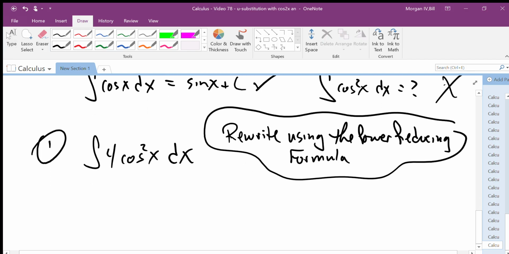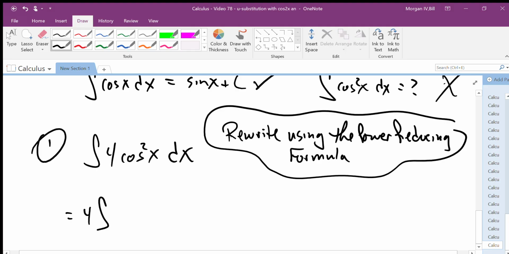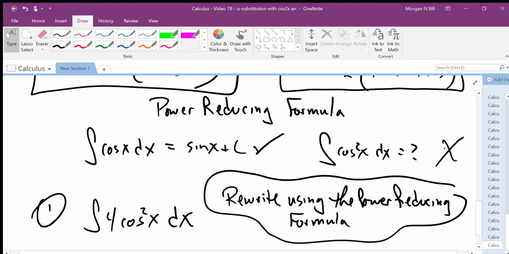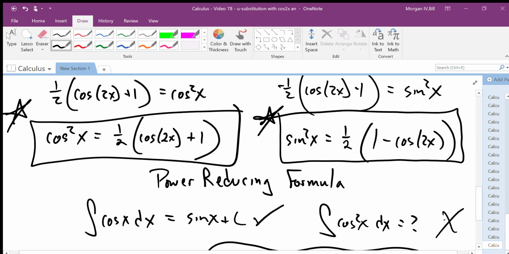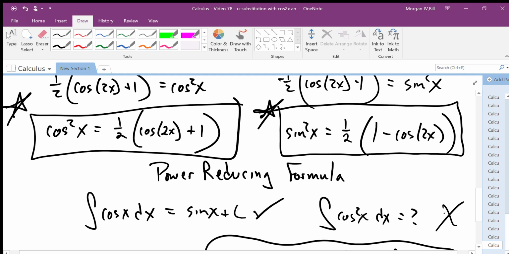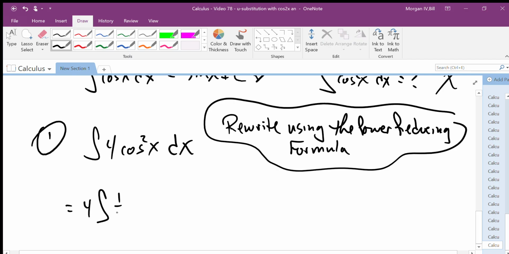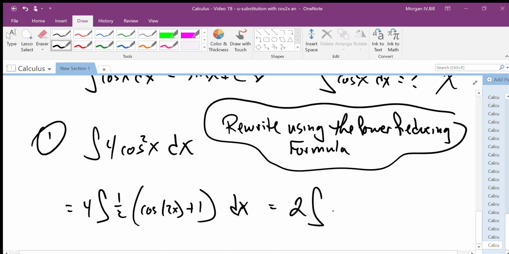Okay, I'm going to bring the 4 out front here. So I have 4 times the integral. Cosine squared of x right here is equal to 1/2 times, parentheses, cosine 2x plus 1, dx. Okay, that's not a u substitution. That is simply an identity, right? Cosine squared of x is equal to cosine 2x plus 1 times 1/2. In my case, 4 times 1/2 is 2, so I get 2 integral cosine 2x plus 1 dx.